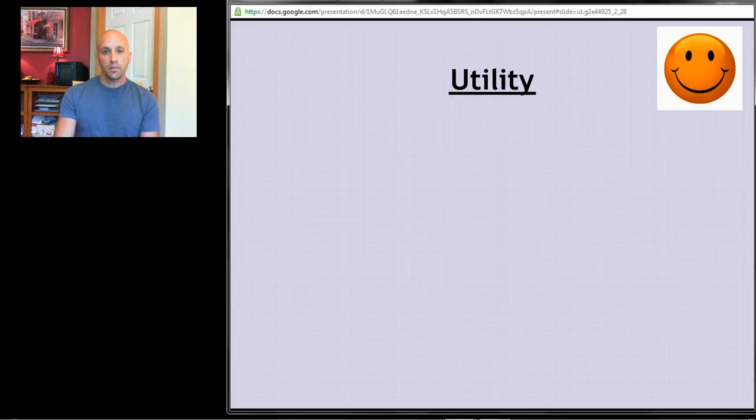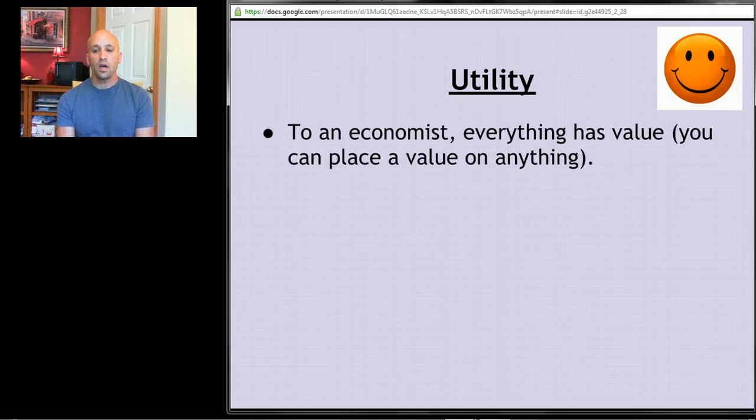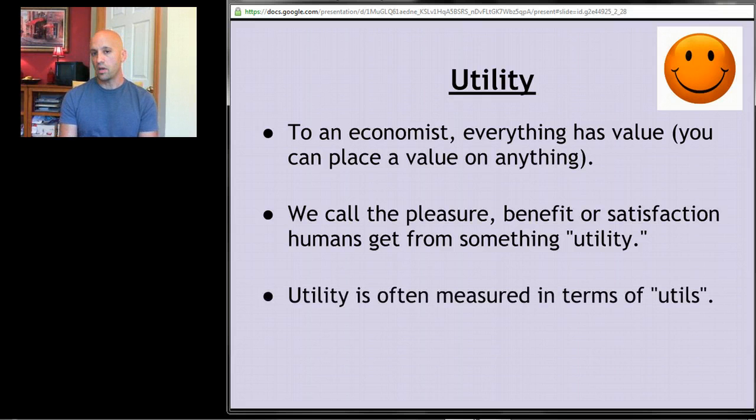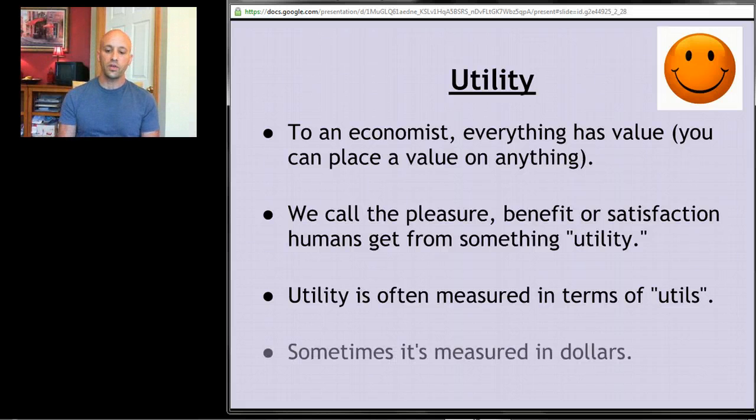All right, next concept in economics, basic concept, is the concept of utility. To an economist, everything has value, or you can place a value on pretty much anything. Now, we call the pleasure, satisfaction, or benefit you get from something, quote-unquote, utility. And we measure utility either in these imaginative units that we call utils, units of happiness. Alternatively, we often measure utility in dollars, since dollars are understandable by pretty much everyone.